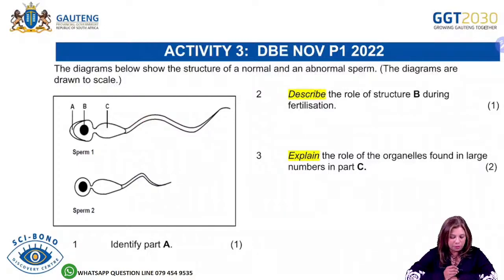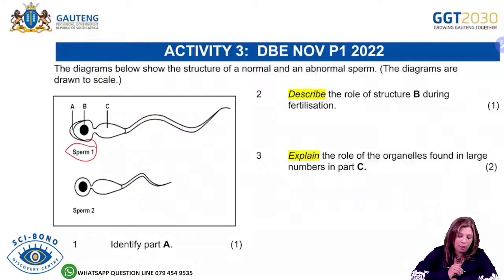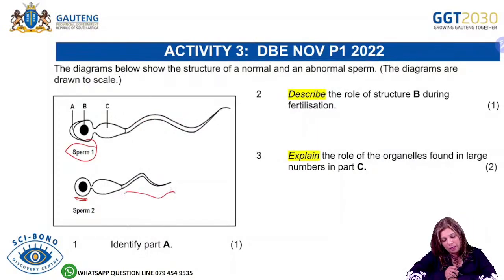So the first one, sperm 1, is the one we are looking at. You have your sperm cell, and then you have A, B, and C. And then you have sperm 2. If you look at the diagram, you can already see that it differs in certain areas, and the length of certain aspects of the diagram are different. We know that it's a sperm cell. There's no way this can be an ovum. They are saying here in the question, the diagram below shows the structure of a normal and an abnormal sperm. The diagrams are drawn to scale.